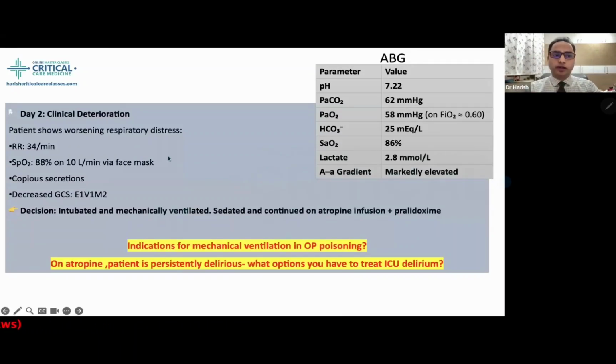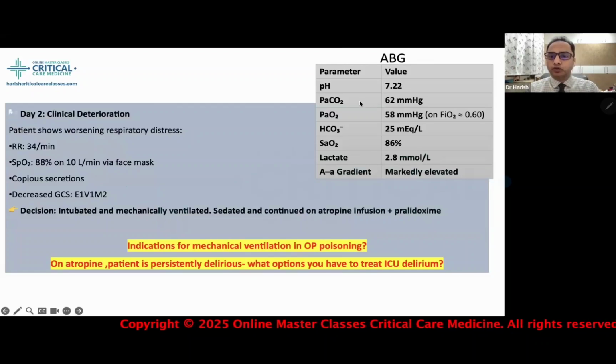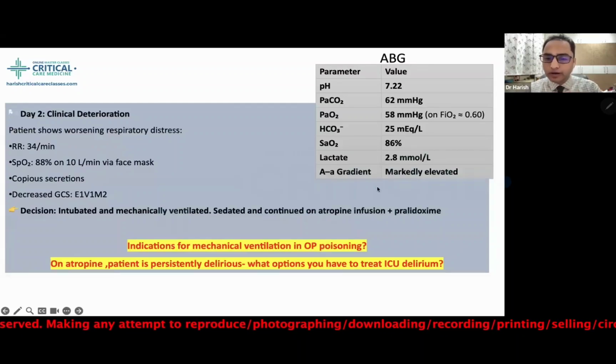Okay. Coming back to our patient. Clinical deterioration: on day 2, the patient shows worsening of respiratory distress. His respiratory rate is 34 per minute, saturating 88% on 10 liters per minute via face mask. There are copious secretions. His GCS has become E1, V1 and M2. Okay, this is the ABG. On 10 liters, pH is 7.22, PCO2 has started retaining, it becomes 62, PaO2 58, FiO2 of around 60%, bicarb is 25, SaO2 is 86, lactate is 2.8, A-a gradient markedly elevated.